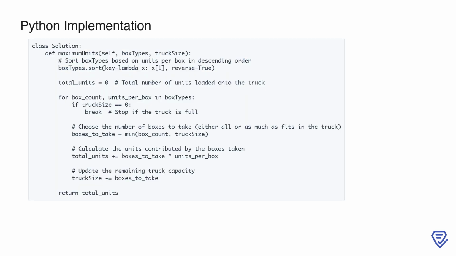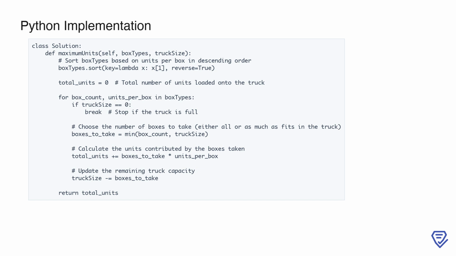This Python implementation solves the LeetCode problem number 1710, Maximum Units on a Truck, efficiently using a greedy algorithm. The goal is to maximize the number of units loaded onto a truck, given the constraints of limited capacity. First, the maximumUnits function accepts two inputs, boxTypes, a list of pairs where each pair represents the number of boxes and units per box, and truckSize, the maximum capacity of the truck in terms of boxes.